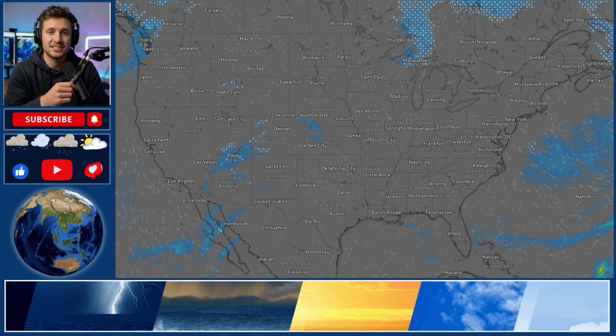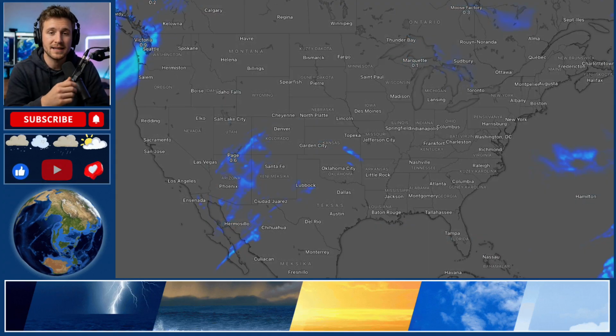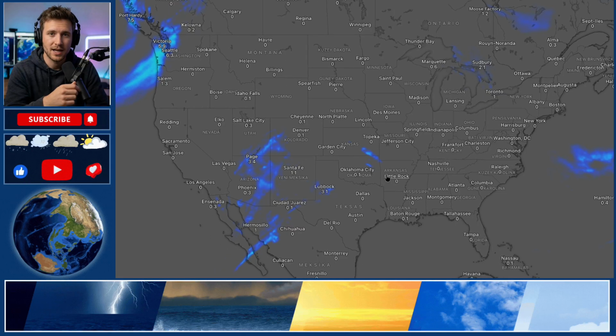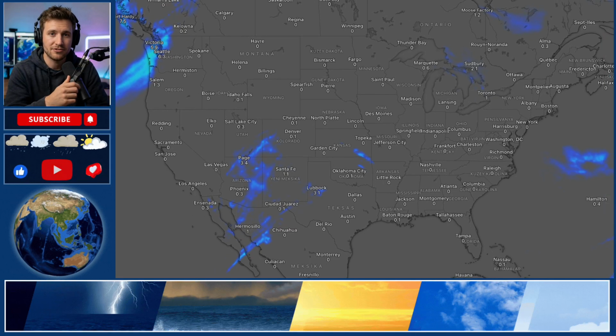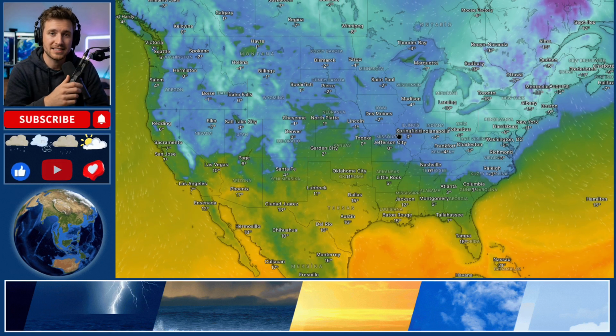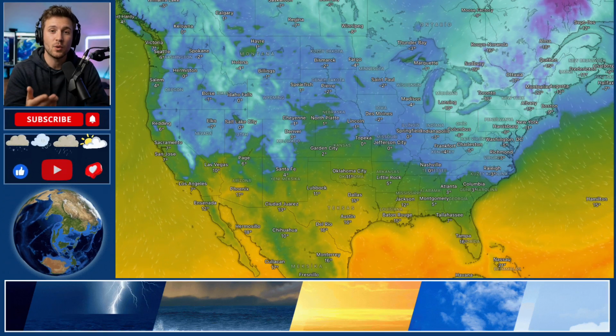And in the central United States, accumulation is pretty light. There's not much going on there in terms of widespread organized precipitation. So if you're trying to figure out where the most active weather is, it's the west coast and the northern tier. Those are your hotspots right now.